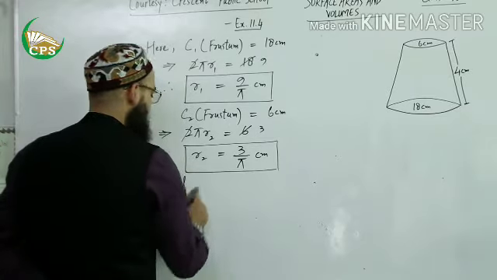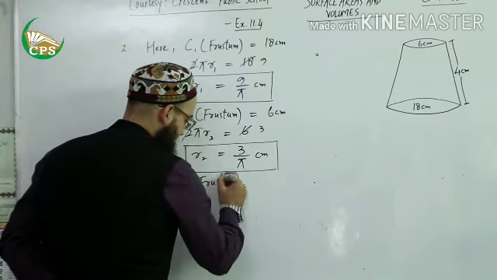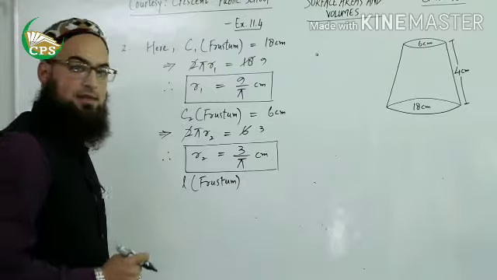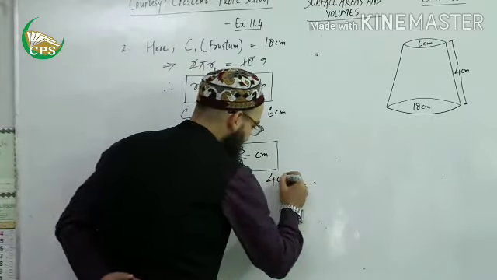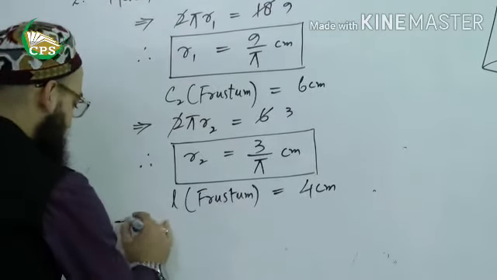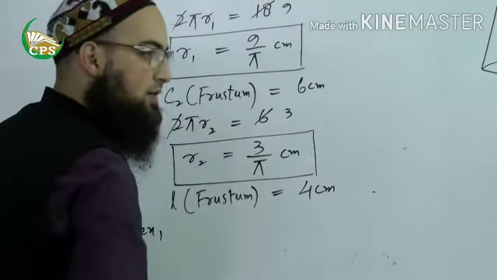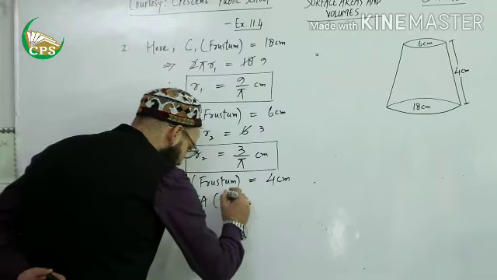After that, the slant height is given. Slant height of the frustum is represented as L. So the slant height of the frustum is 4 centimeter. Then you need to find the curved surface area. Yes, so the curved surface area of the frustum.